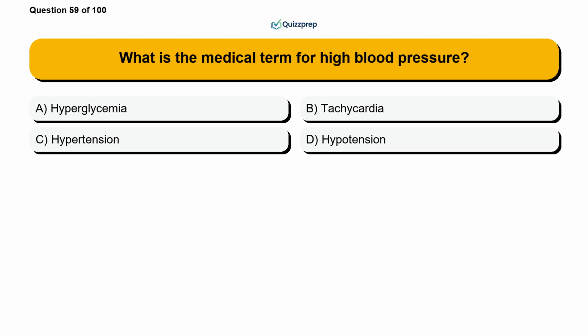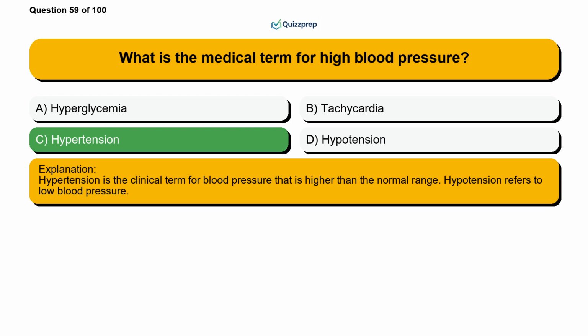Question 59. What is the medical term for high blood pressure? Option A, hyperglycemia. Option B, tachycardia. Option C, hypertension. Option D, hypotension. The correct answer is option C, hypertension. Hypertension is the clinical term for blood pressure that is higher than the normal range. Hypotension refers to low blood pressure.